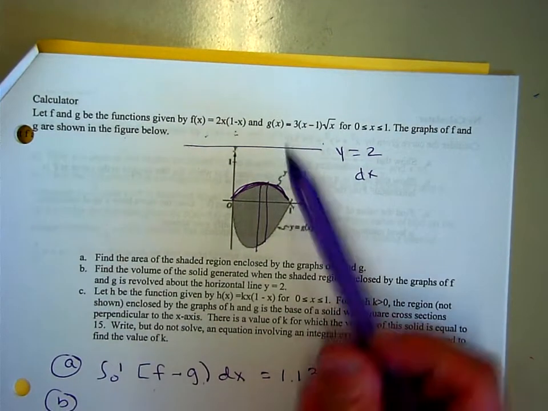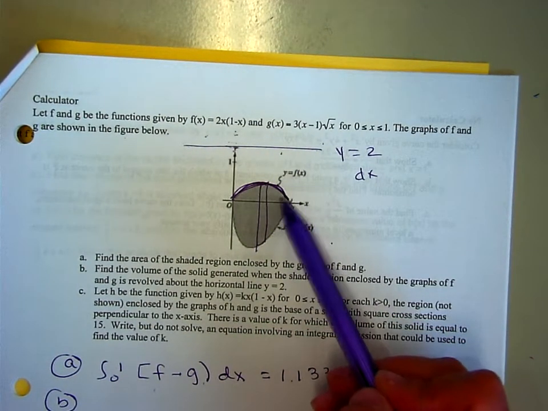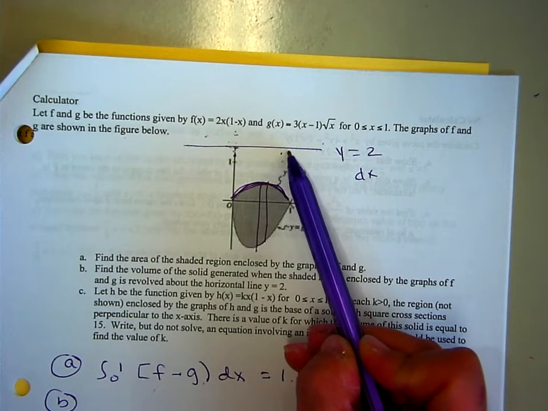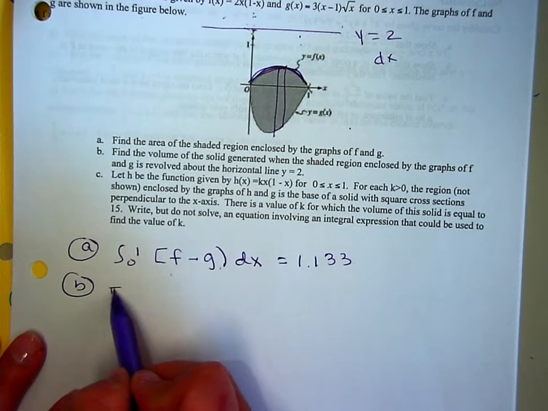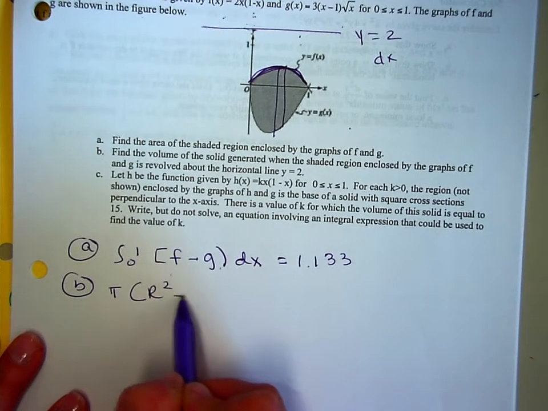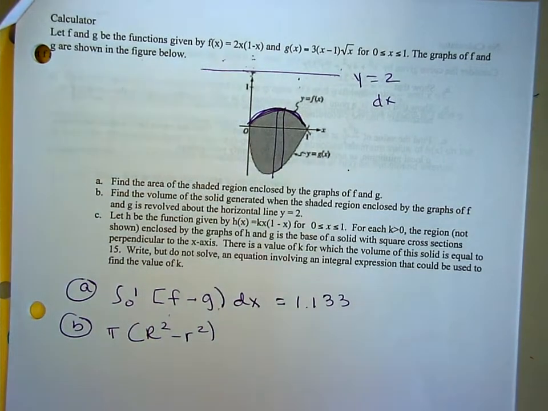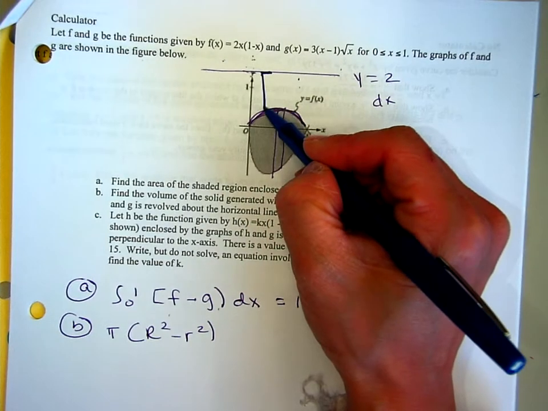So notice I am perpendicular to this line, this rectangle. That means you're going to use washers. And notice there's a big gap here between the axis of revolution and the region. So you should be thinking, I have to do a pi and a big R squared minus the little r squared. Remember, your big R has to cover from the axis of revolution the whole entire graph.